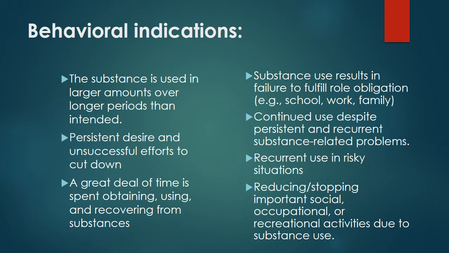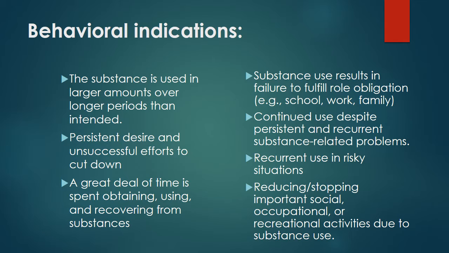There is a persistent desire and unsuccessful effort to cut down. So this person may start to crave the substance more and be unsuccessful in stopping to decrease their use. There is a lot of time spent obtaining, using, and recovering from said substances. Substances will also result in a failure to fulfill different role obligations. This can include not doing schoolwork, not showing up to work on time, or performing work roles efficiently, affect family structures such as parenting.